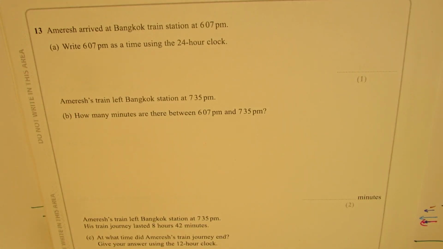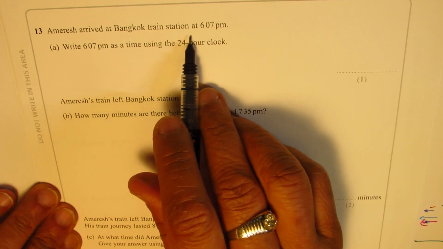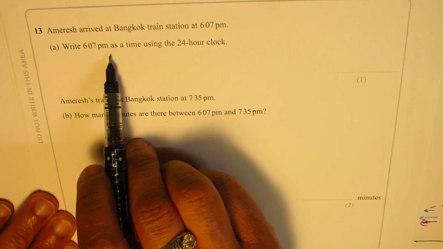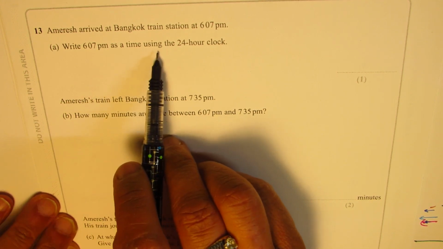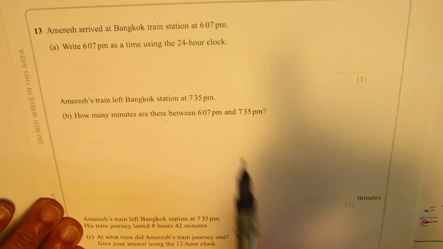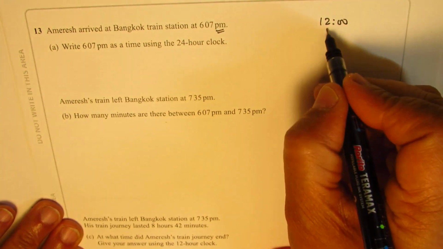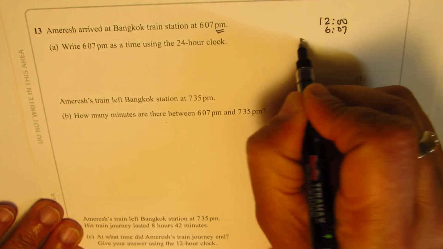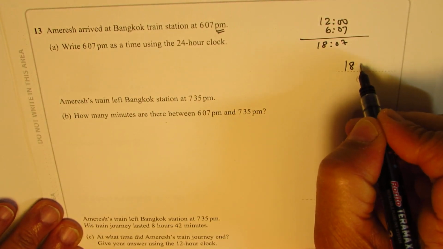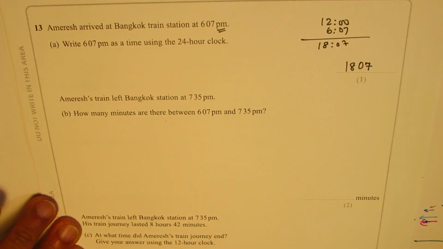Question number 13. Amrish arrived at Bangkok train station at 6:07 p.m. Write 6:07 p.m. as a time using 24-hour clock, right? So in 24-hour clock, we'll add 12 hours, right? This is p.m., therefore 6:07, we get 18:07, correct? So we write this as 18:07 in 24-hour clock.